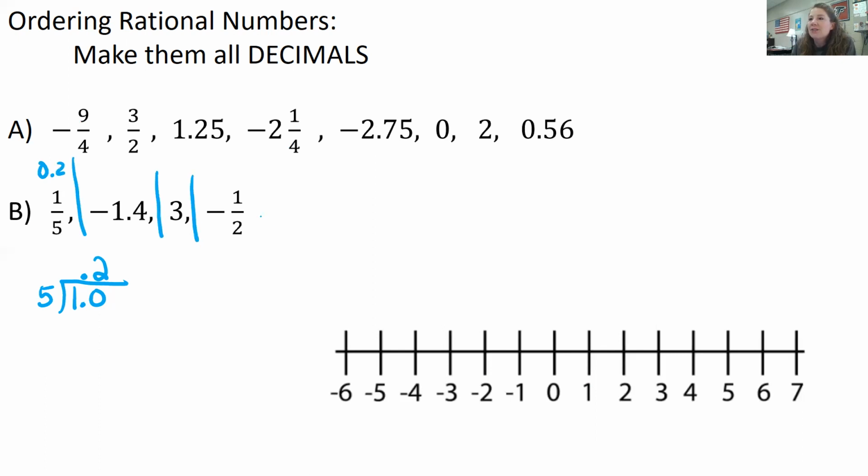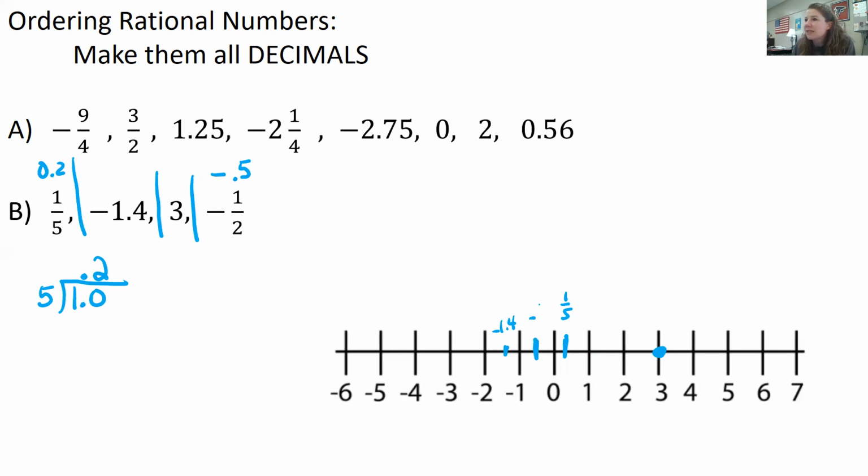And then our only other decimal is -0.5, correct? So we're going to put 0.2. So this is 0, this is 1. So this would be about where 1/5 is. And then -1.4, here's -1, here's -2. So it's not quite -1.5. So -1.4. And then our number 3 is up here.